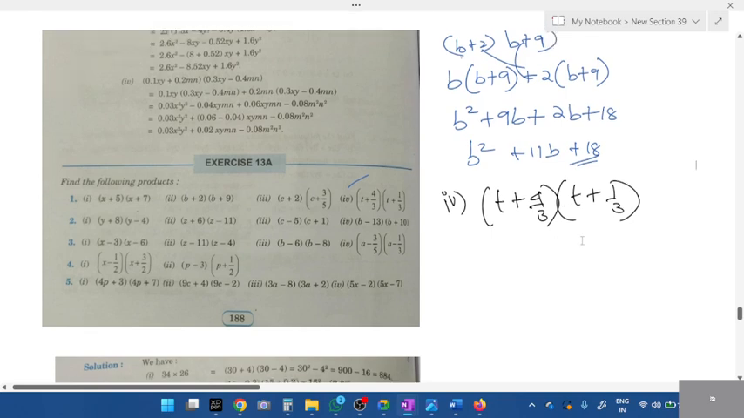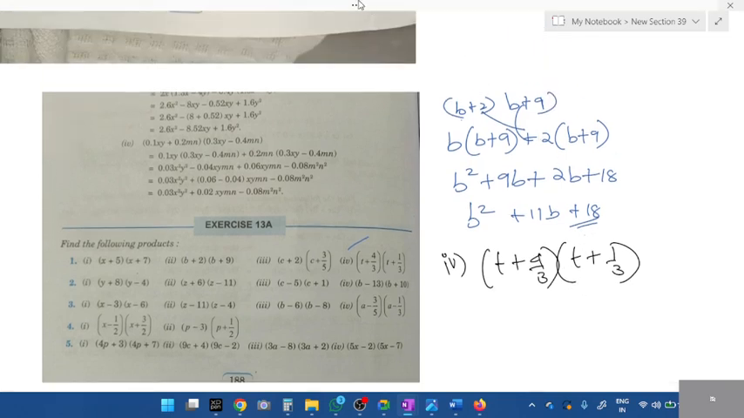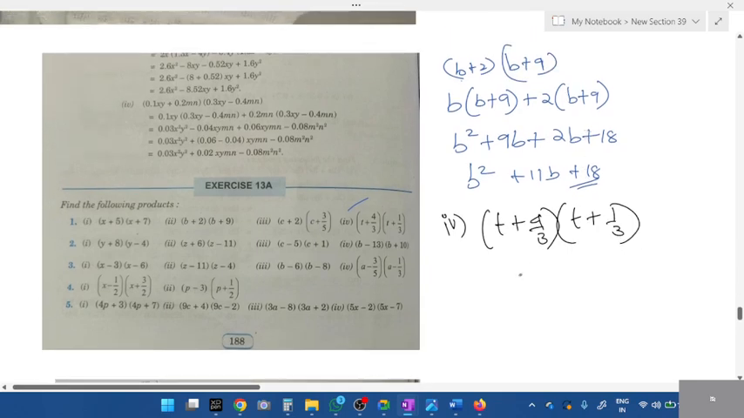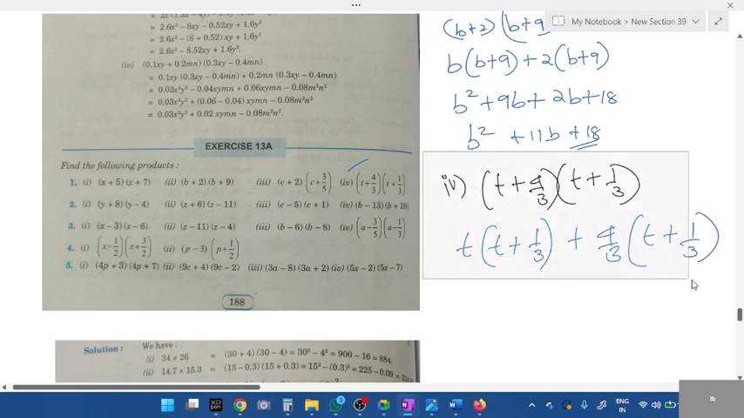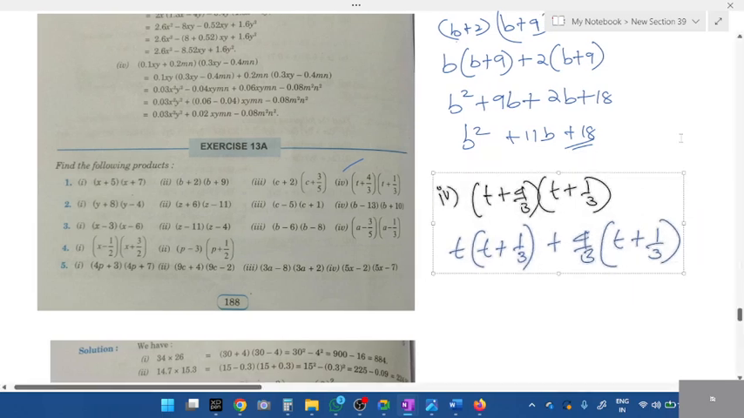Okay, t plus 4 by 3, t plus 1 by 3. So take t common in bracket, t plus 1 by 3, 4 by 3 in bracket t plus 1 by 3. First step, just check what I have done, students. Multiply. What is t into t? t square plus t by 3 plus 4t by 3 plus.